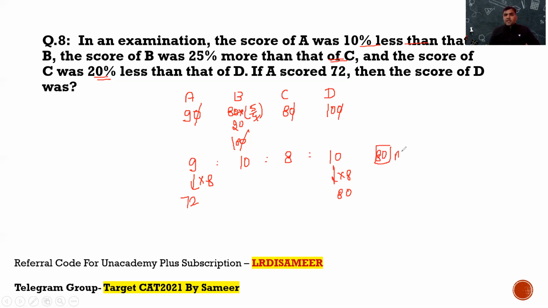That's it. This is all you need to solve a question like this, right? Just find out the ratio and use this relation. A's score is 72, that is 8 times 9. So D's score will also be 8 times 10. In fact, you can also find out the C score. C's score will be 64 and B's score will be the same as D's score, that is 80.